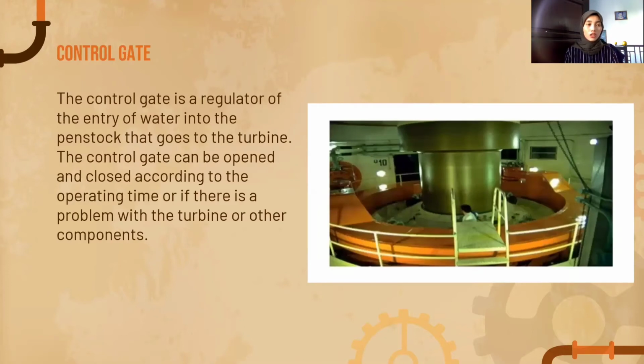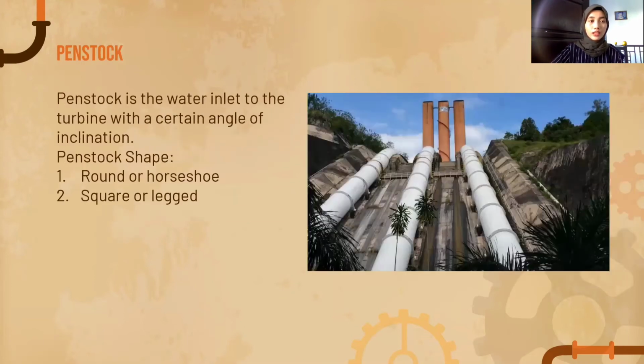Next, control gate. The control gate is a regulator of the entry of water into the penstock that goes to the turbine. The control gate can be opened and closed according to the operating time or if there is a problem with the turbine or other components. Next, penstock. Penstock is the water inlet to the turbine with a certain angle of inclination. Penstock's shape is 1. Round or horseshoe. Number 2 is square or leg.